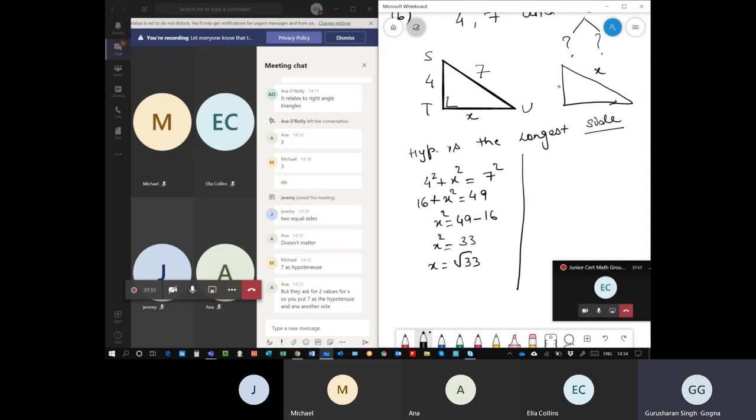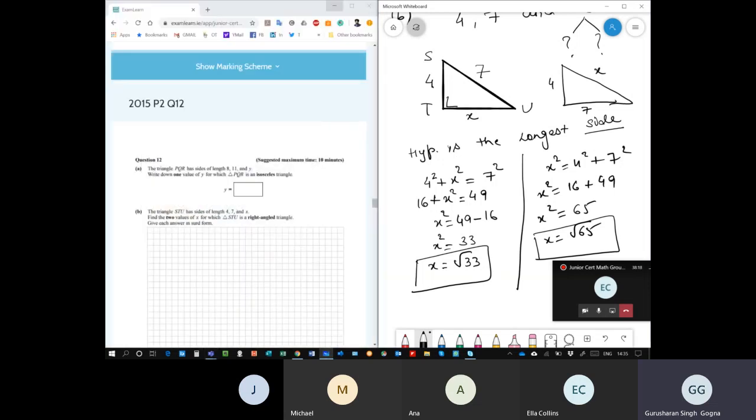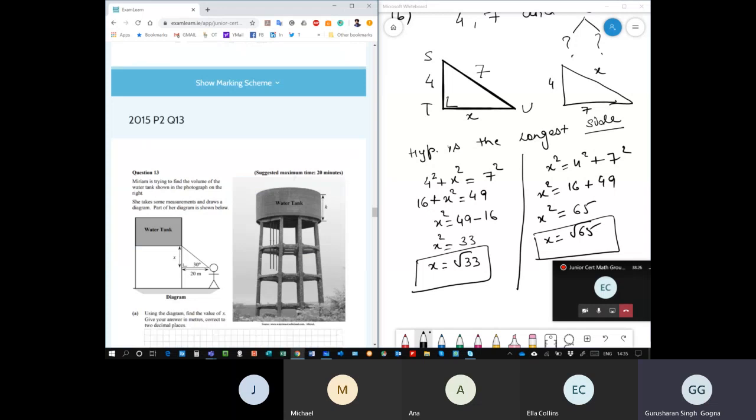Second possibility is, I'll redraw the triangle, and I would say this is x, and then again the other two sides are, let's say, 4 and 7. And based on that, I will get x squared equal to 4 squared plus 7 squared. So this time I need to add 49 and 16, and that will give me 65. So x is equal to square root of 65. So in this way, there are two possible values of x. And they said give each answer in surd form. Surd form means you can leave it like that, so you don't need to convert into decimal.